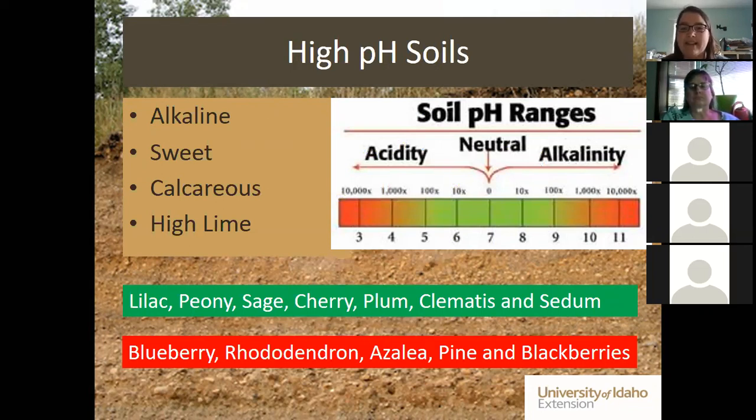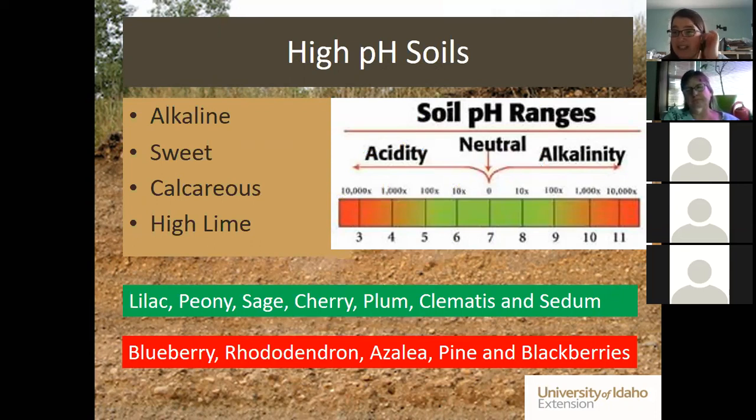So there's some plants that really like our alkaline soil. Lilacs, peonies, sage, cherries and plums, clematis, and sedum all don't mind being above 7. And there's some plants that just really don't care to be in our pH range. Blueberries, rhododendrons, azaleas, a lot of our pine trees, and blackberries would prefer to be under 7.